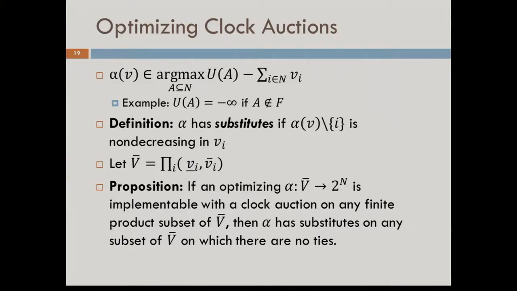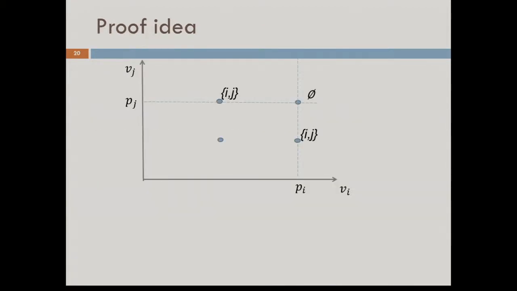So the proposition says if an optimizing allocation rule is implementable with a clock auction on some finite set, then it has to have substitutes. Basically, or as long as there are no ties. I don't want to deal with ties, so whenever there are no ties, the solution is unique, it has to have substitutes. And just a very simple idea of the proof. Why does it have to have substitutes?